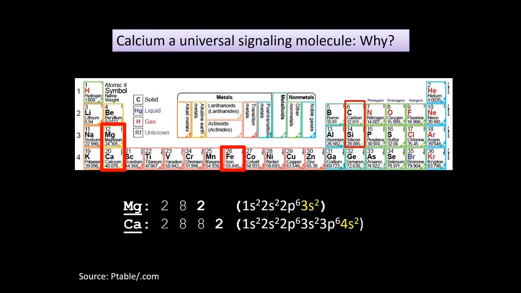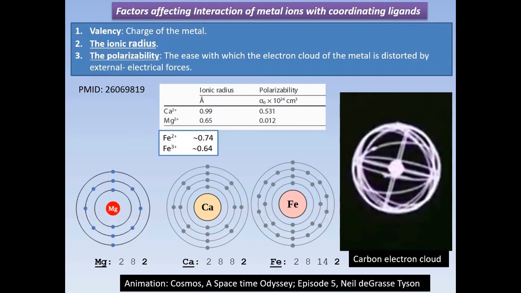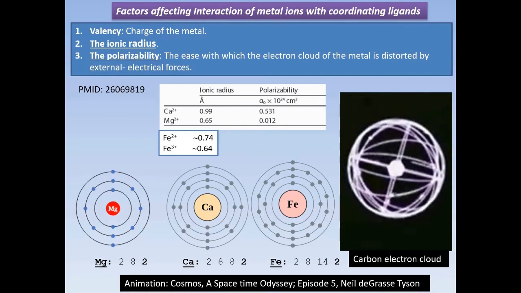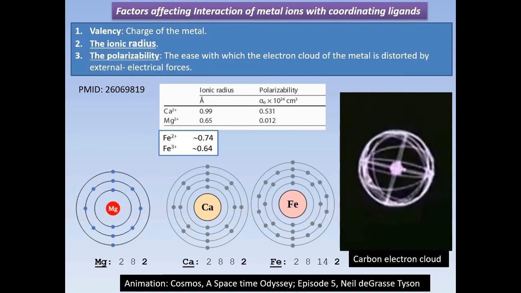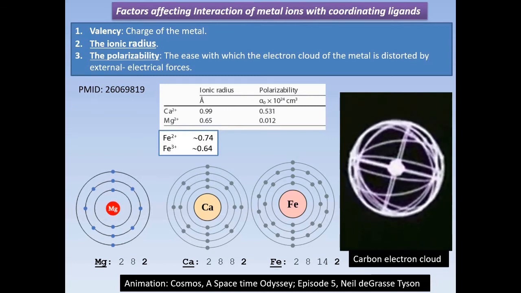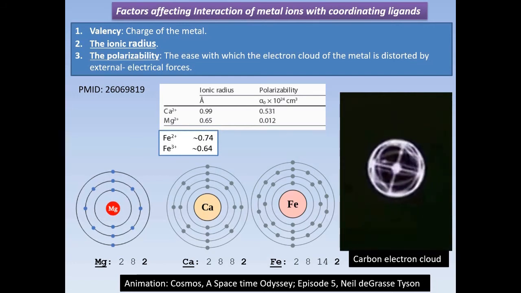In the next slides, I will highlight some of the chemical properties of calcium that make it more favorable as a signaling molecule compared to iron and magnesium. There are multiple factors that affect the interaction of metal ions with coordinating ligands. In proteins, metallic ions are surrounded by molecules or ions of the surrounding amino acids of the protein, known as ligands or complexing agents, and together they form a coordination complex.